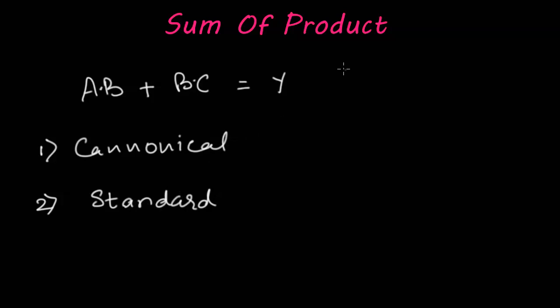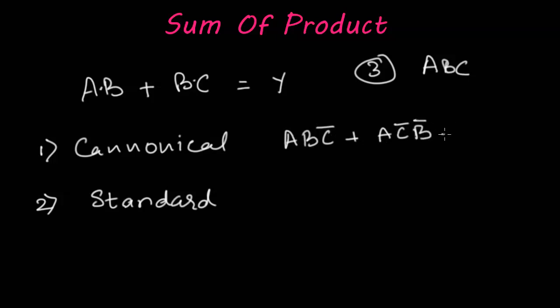In the canonical form, if we are dealing with three variables, A, B, C, then each product term of this SOP should have all three variables. So it could be A, B, C bar plus A, C bar, B, and A, B, C. So this is a canonical form. However, some reduction is still possible in the canonical form. The standard form can be something like this: not each term will have all the variables, but it is a reduced form of SOP. It's still an SOP.